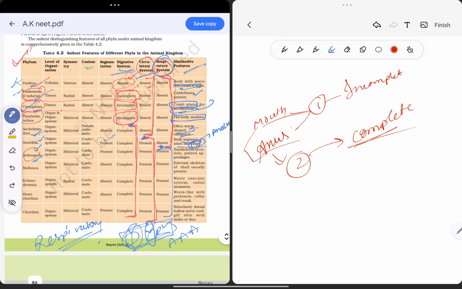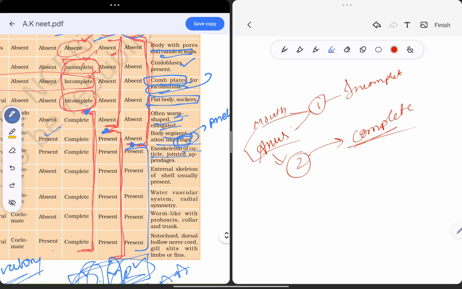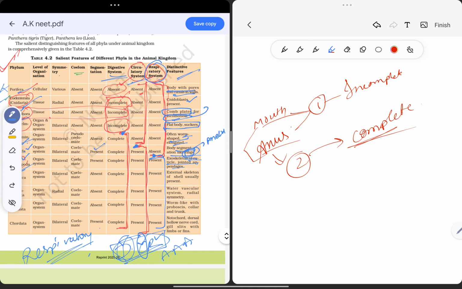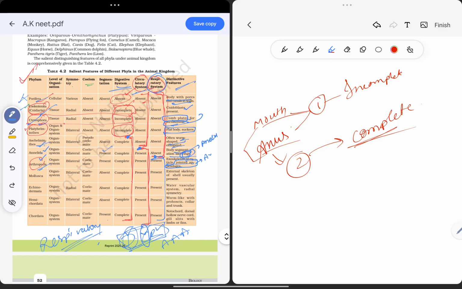Then an exoskeleton of cuticle with jointed appendages: jointed appendages is a very important point of Arthropoda. It even came in the 2025 paper. An external skeleton of shells means Mollusca; shells mean you should immediately think of Mollusca. The word water canal system means immediately think of Echinodermata. Worm-like with proboscis, collar, and trunk are the three parts of the organisms present in Hemichordata.